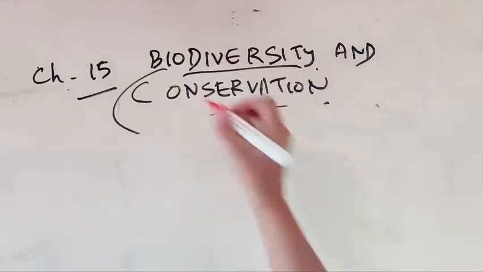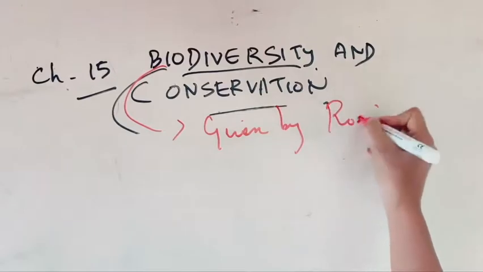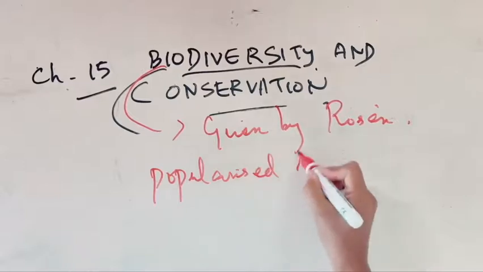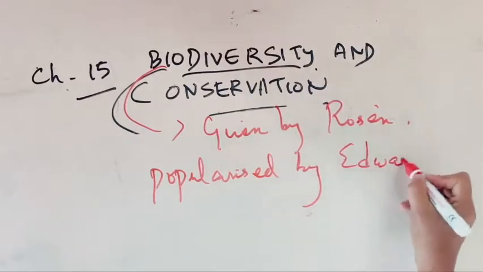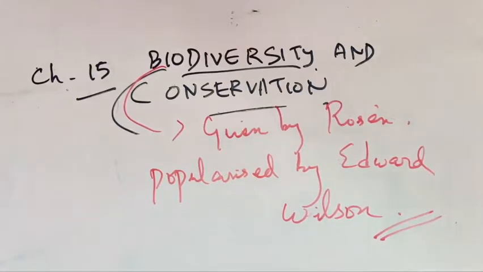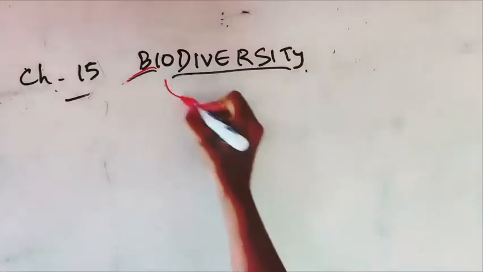This term was given by Rosen, and then popularized by Edward Wilson, the sociobiologist. So Rosen and his associate Edward Wilson. So biodiversity exists at all levels.